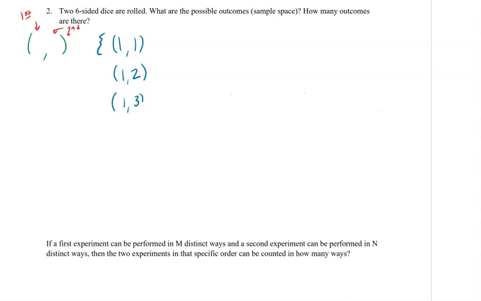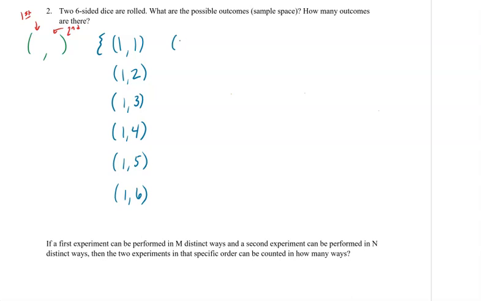Or 1 and a 3, 1 and a 4, 1 and a 5, or 1 and a 6. That's all the possibilities for getting a 1 on the first die. Kind of like we did all the possibilities for getting a heads and then a die. Now, what if we had gotten a 2 on the first die? Let's go ahead and list those out.